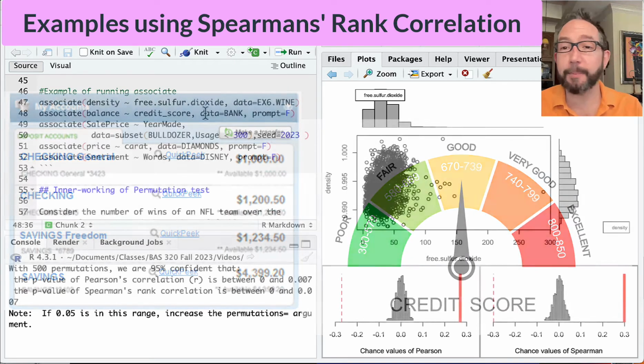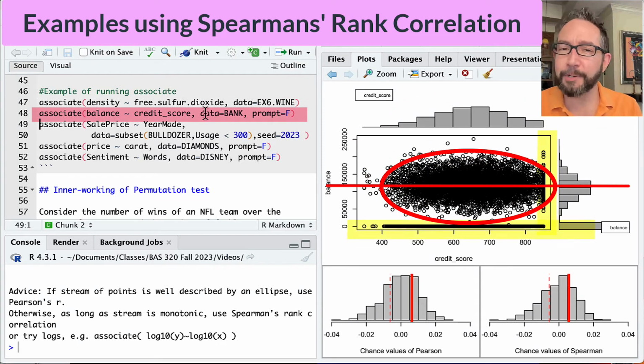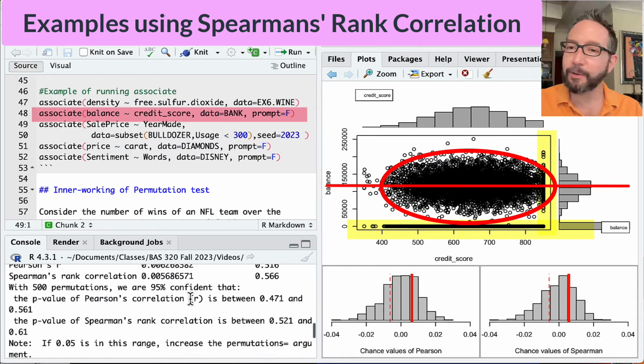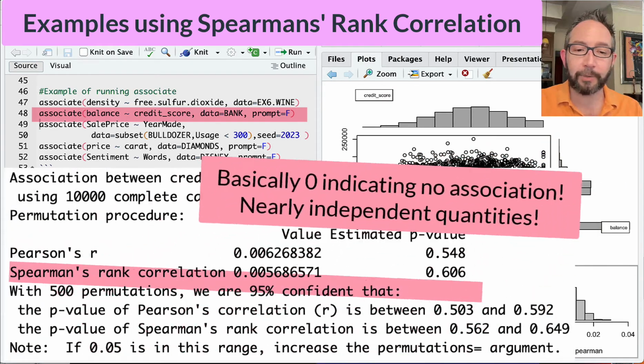So this was a stream of points that looked very elliptical, but had these huge clumps of outliers, a bunch of people that had zero balance, a bunch of people with perfect credit scores. So once again, with all those outliers, we know that Pearson's correlation is not going to help us out. Instead, what we'll do is we'll look at Spearman's rank correlation.